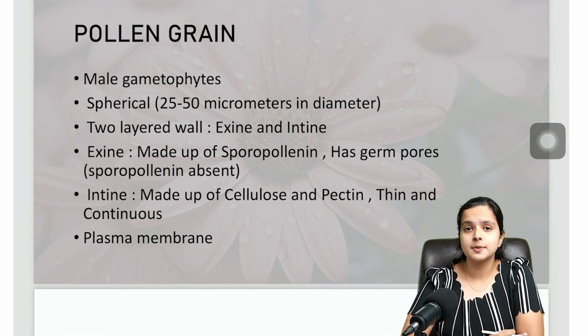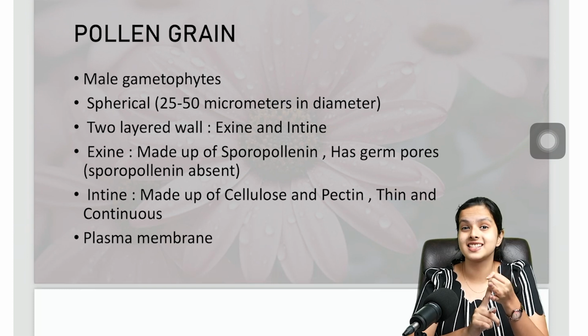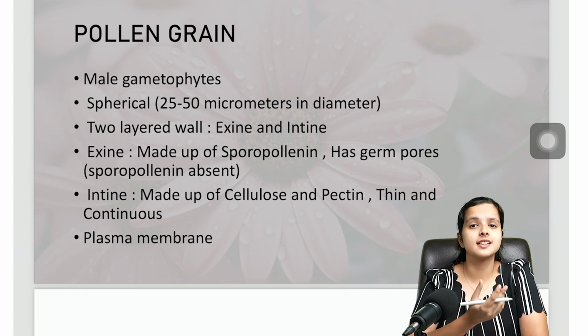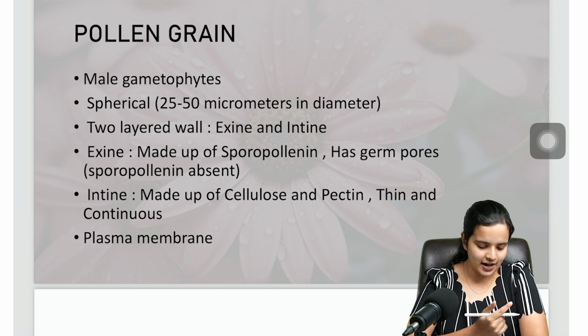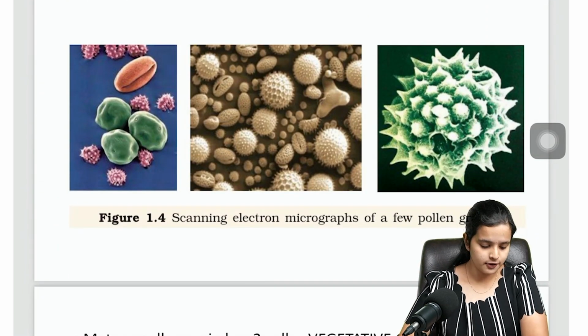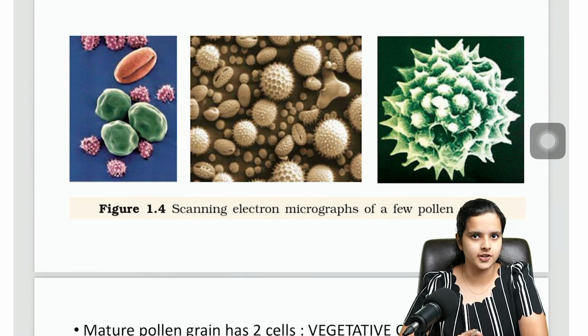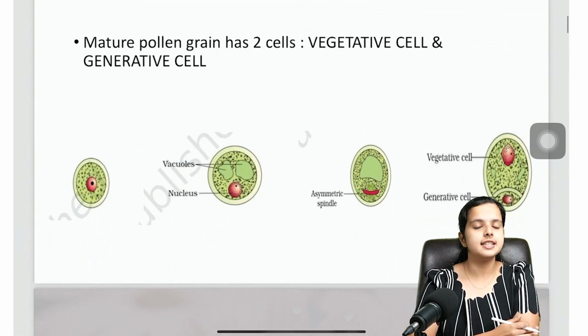So we were discussing the topic pollen grain, right? We discussed its structure, its size, right? We also discussed the two wall layers of a pollen grain, the exine and the intine, right? If you recall, we also saw some pictures of a pollen grain in a microscope, right? Now we'll be discussing the stages of a pollen grain.